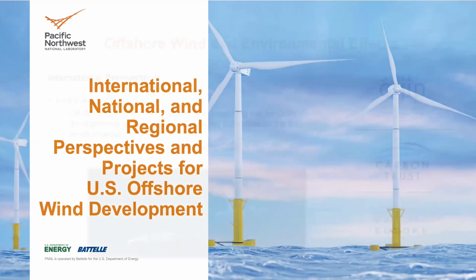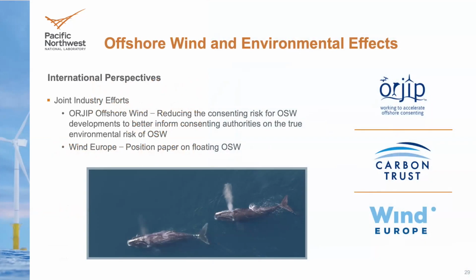So next slide, please. Now, from an international perspective, there are lots of different projects going on. This is a very active area. And the first one I wanted to mention is led out of the UK, which is ORJIP, offshore wind. This is the Offshore Renewables Joint Industry Programme. And they're very active both within the marine energy, as in wave and tidal area, but also within offshore wind, which is led by the Carbon Trust.